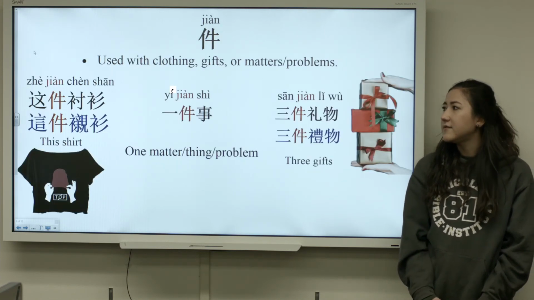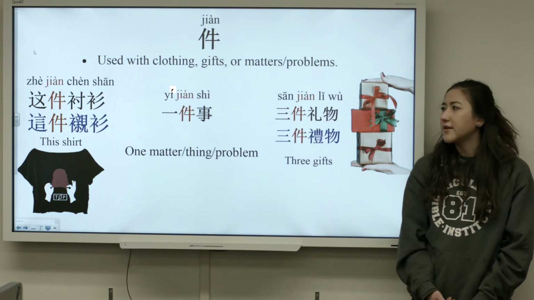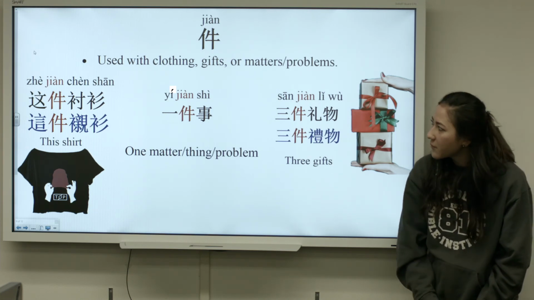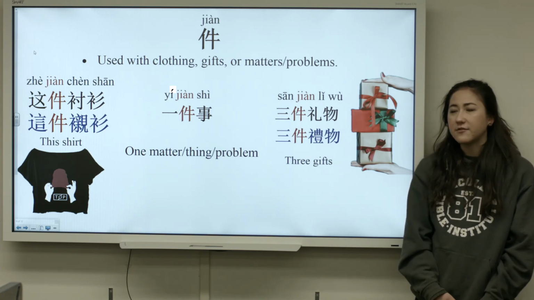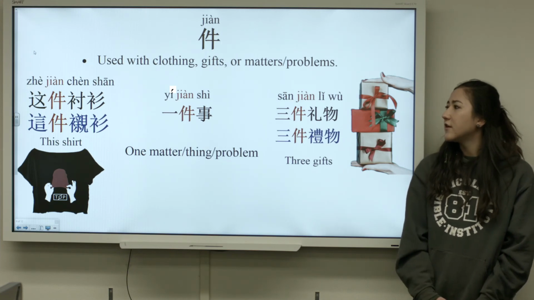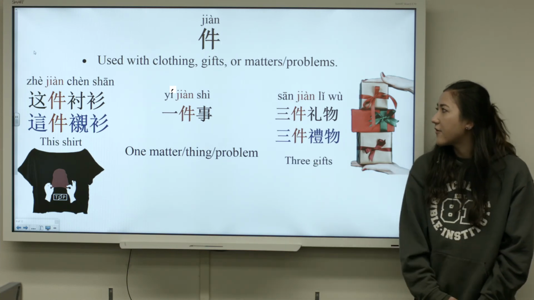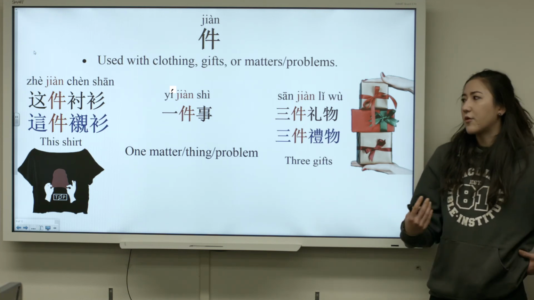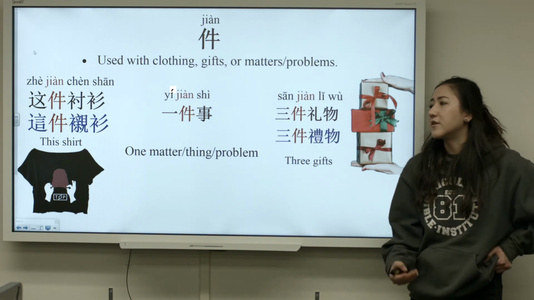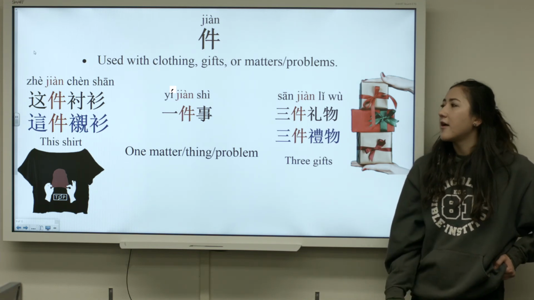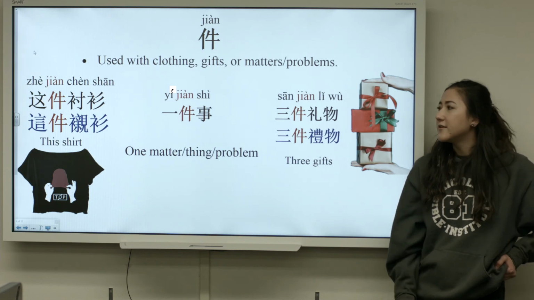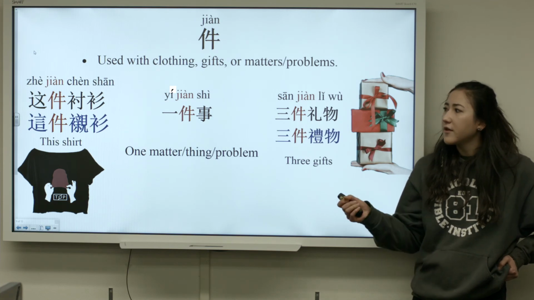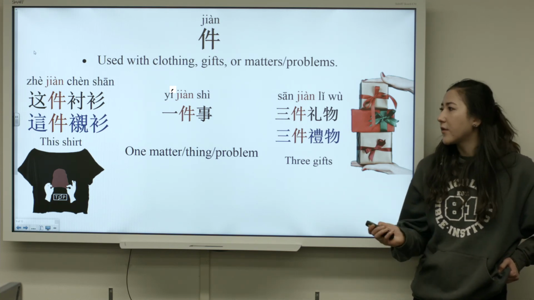And this one is 件, used with clothing, gifts, or matters or problems. So in this first example, it's used for clothing, 这件衬衫, this shirt. And in the middle example, we have 一件事, which is one matter or a thing or a problem. So like I have to talk to you about something, 一件事. And then this last example is 3件礼物, which is 3 gifts. So clothing, gifts, or a matter or problem.